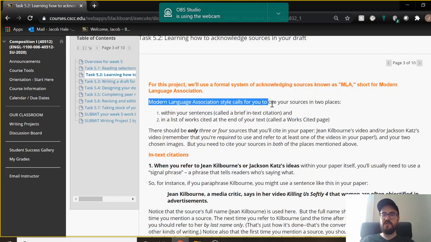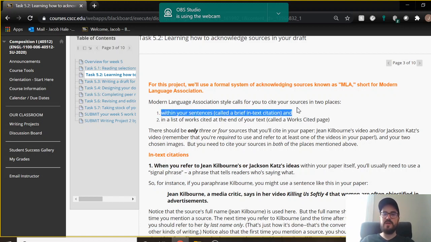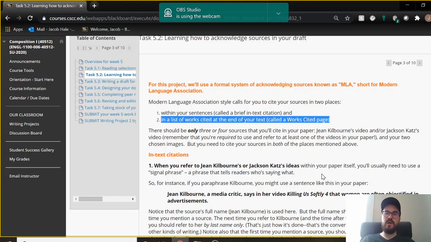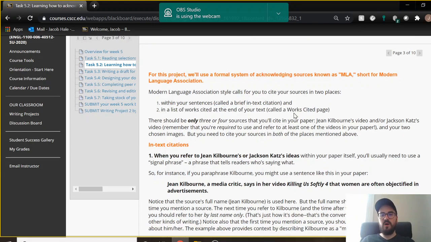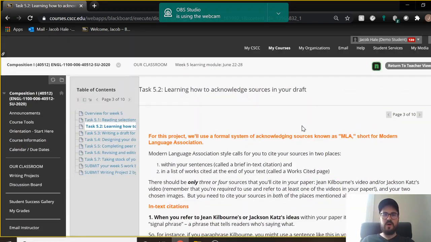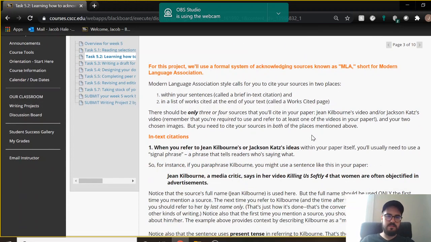Now, MLA calls for you to cite your sources in two ways, and you're going to need to do this in this upcoming paper in Writing Project 2. First of all, you'll need to cite your sources within the paper itself. We call these in-text citations. And then you'll also need to cite your sources in what we call a works cited page, which will be down at the bottom of your project. And so that's what all the rest of this information is about. It's just walking you through how to do some of those things, going over some examples, stuff like that.